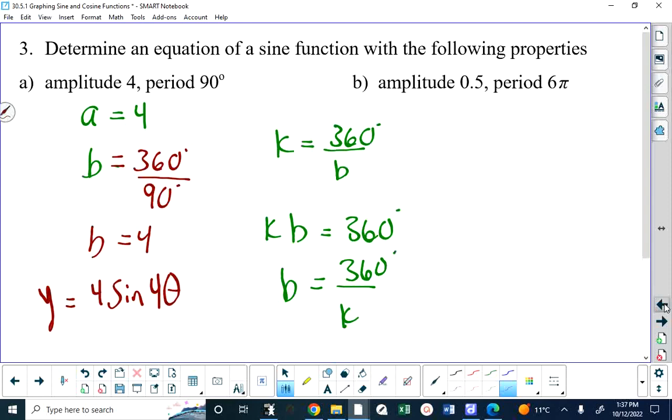Can you come up with a different function that's a sine function that still has those properties? Y equals negative 4 sine 4 theta. That's why the question says determine an equation. If the amplitude is 0.5, then it's y equals 0.5 sine. If the period is 6 pi, what number goes in front of the theta?